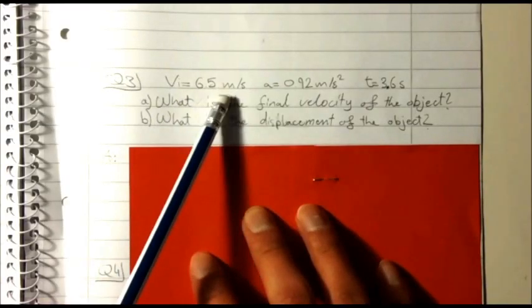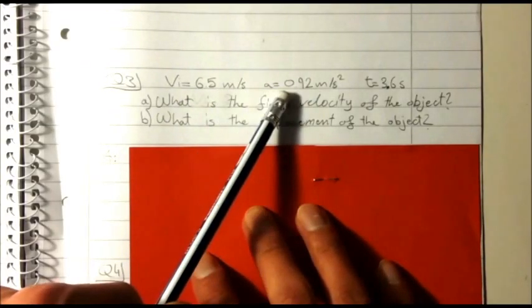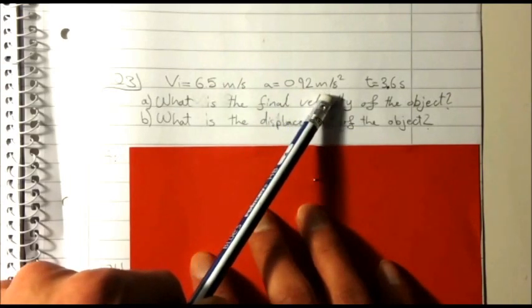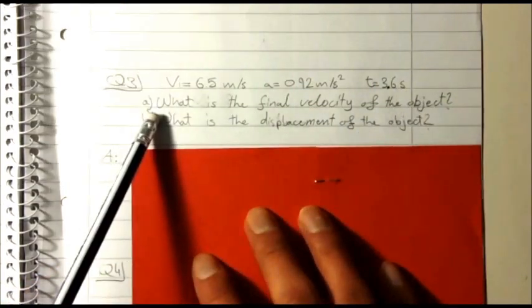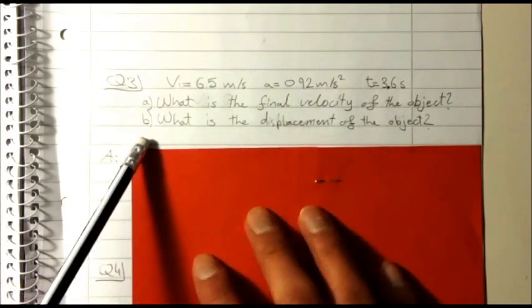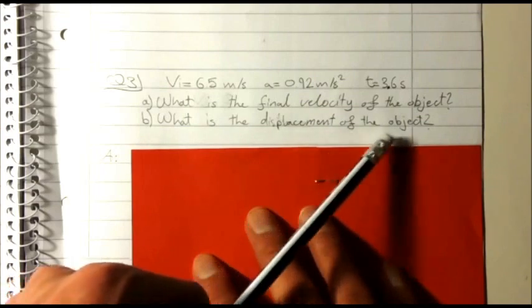Question 2. Initial velocity equals 6.5 meters per second. Acceleration equals 0.92 meters per second squared. Time equals 3.6 seconds. A. What is the final velocity of the object? B. What is the displacement of the object?